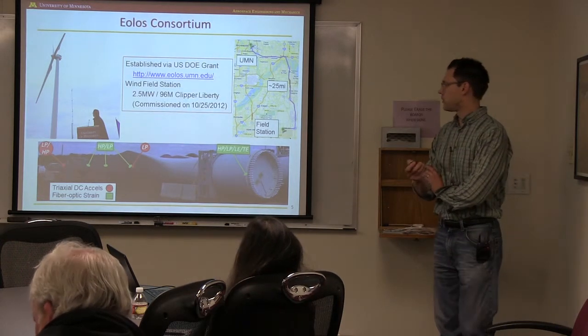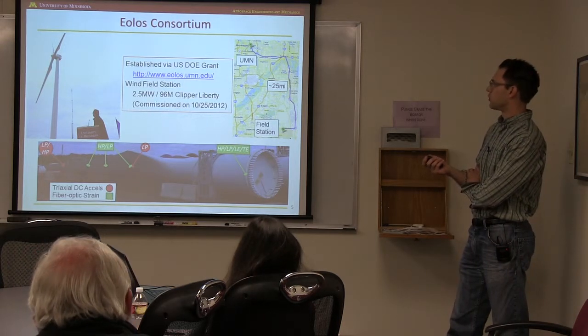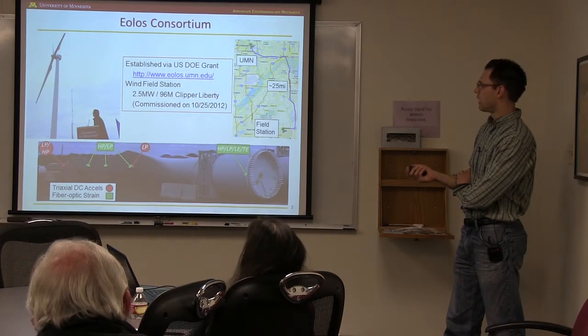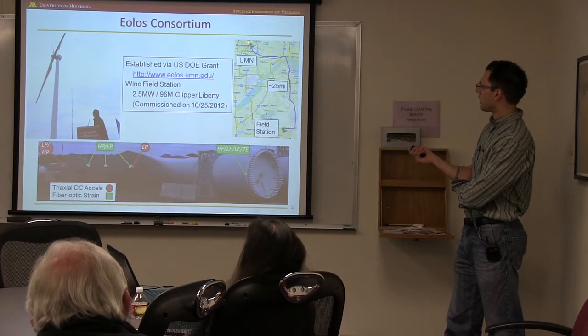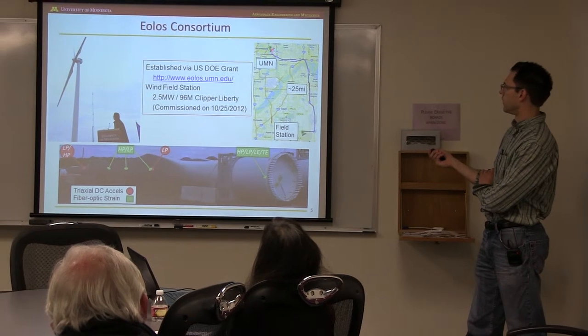So I'll say just a little bit about this consortium. The consortium was established a couple of years ago through a US DOE grant. This is the turbine that we have. It's a 2.5 megawatt turbine. Here's where our campus is. This is the Mississippi River. The Twin Cities campus there's an east bank and a west bank. So we're situated right along the river.